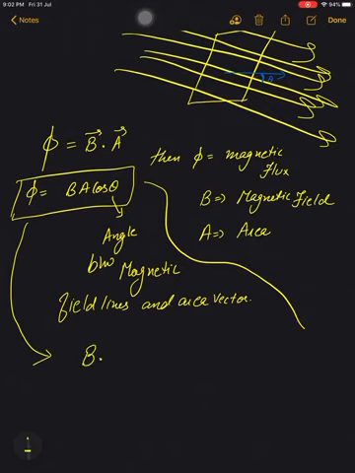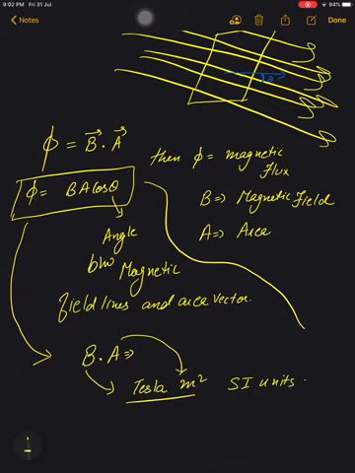So now the units of the flux can be written as B into A. B has the units Tesla and A has the units meter square. So Tesla meter squared is the SI unit of magnetic flux, or Webers. Webers are taken to be the units of magnetic flux.